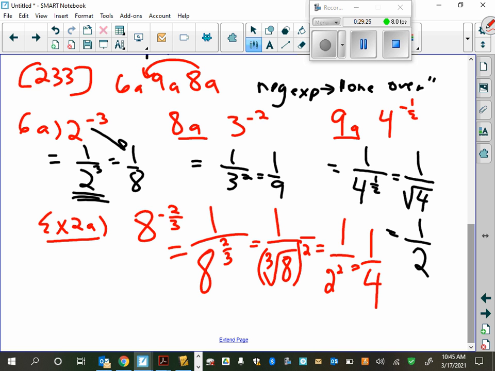1 over, 1 over, 1 over. Negative exponent, 1 over, 1 over.